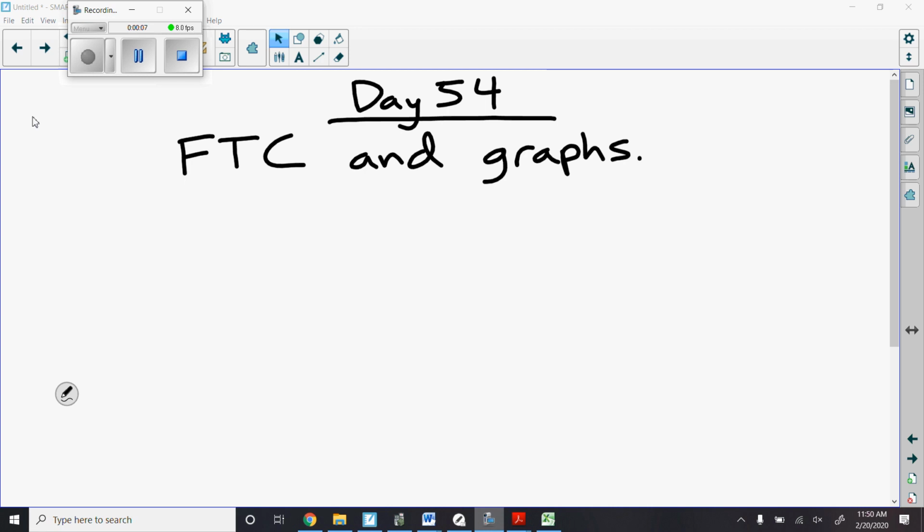Today we're really going to focus in on the fundamental theorem of calculus and graphs and the connection between these two. This is one of the most heavily tested concepts on the AP calculus test, especially on the free response section.